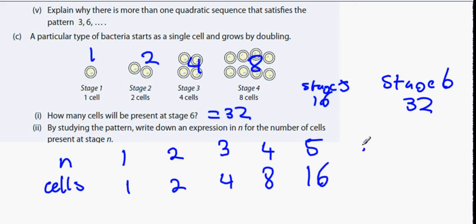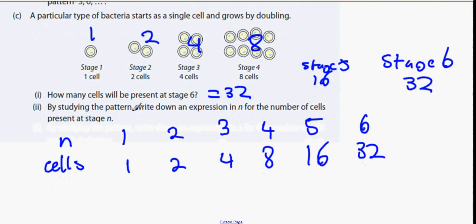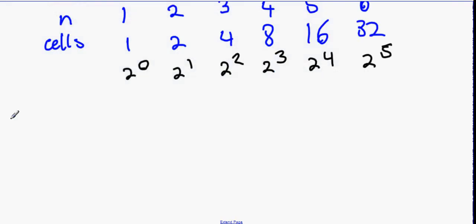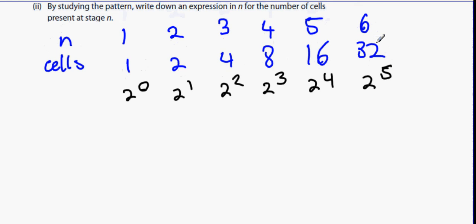Now, okay, let's look at this sequence here, right? This is 2 to the power 1, 2 to the power 2, 2 to the power 3, 2 to the power 4, 2 to the power 5. 1 is 2 to the power 0. Okay? So basically, the power is 1 less than the n value. So T of n should be 2 to the power of n minus 1.